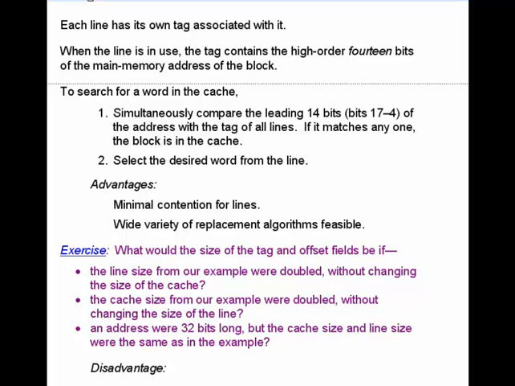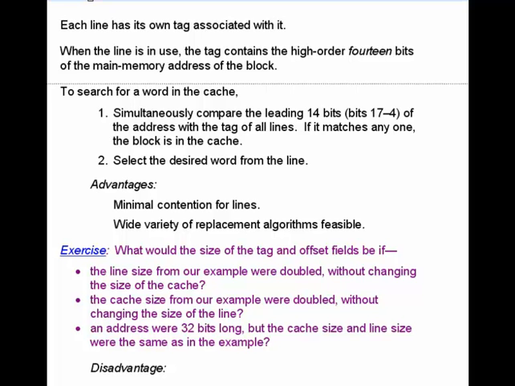But after we determine whether the block is in the cache, then we simply select the desired word from the line and then read it out, and then we've got the word that we need. Our processor has the word that it needs.